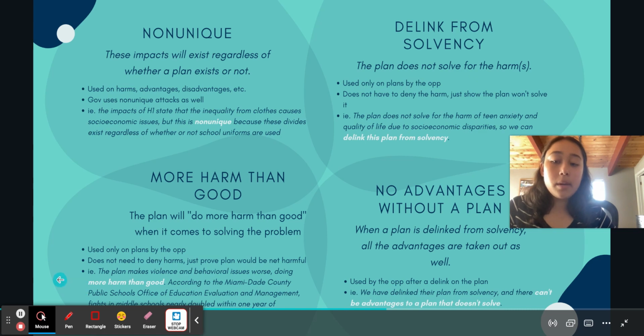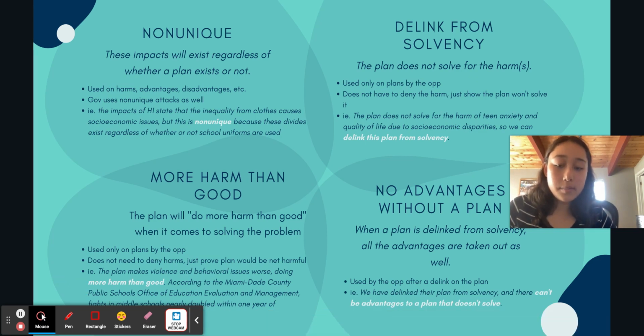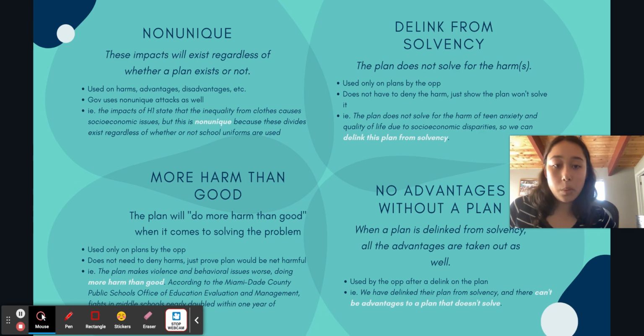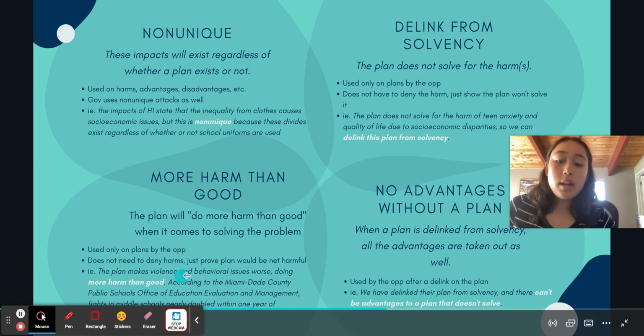So here's an example. The plan makes violence and behavioral issues worse, doing more harm than good. So sometimes you want to argue that the plan actually makes the initial problem or the initial harm worse. That actually works even better. So here we're arguing that it makes the initial problem even more severe.